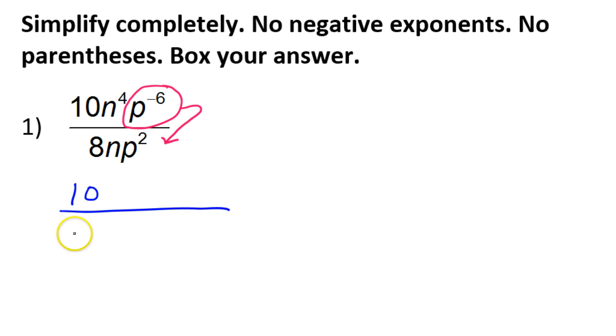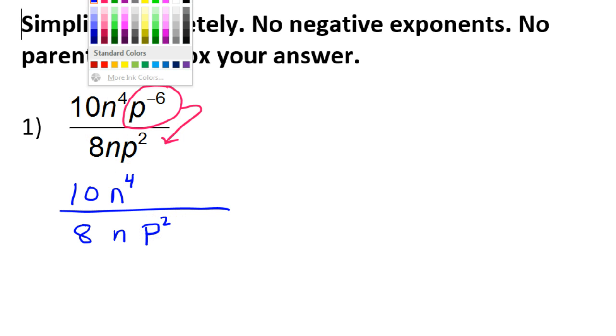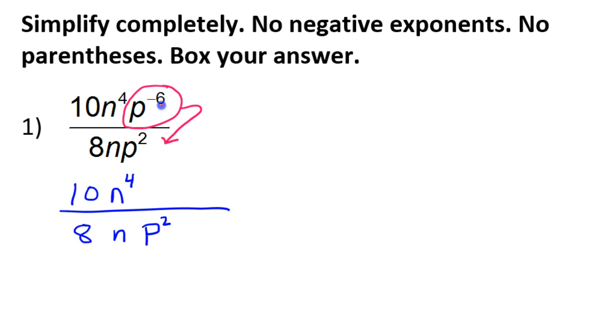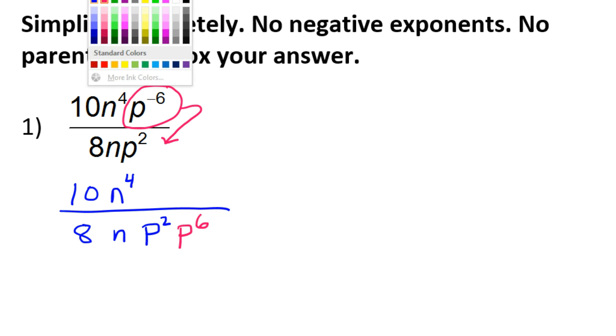So for now I'm just going to leave the 10 and the 8 and the n to the 4th power and the n and the p squared. None of those things are going to move, but the p to the negative 6th power drops down to the denominator and becomes p to the positive 6th power. Now I can go ahead and finish the problem.